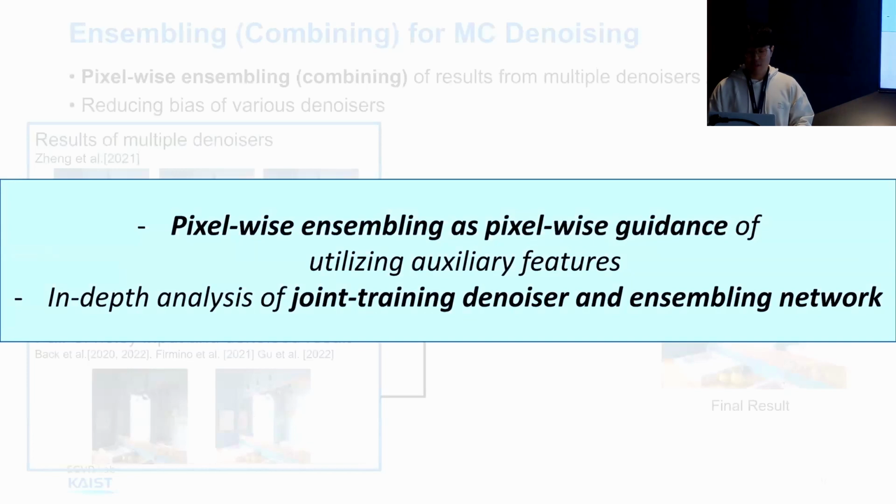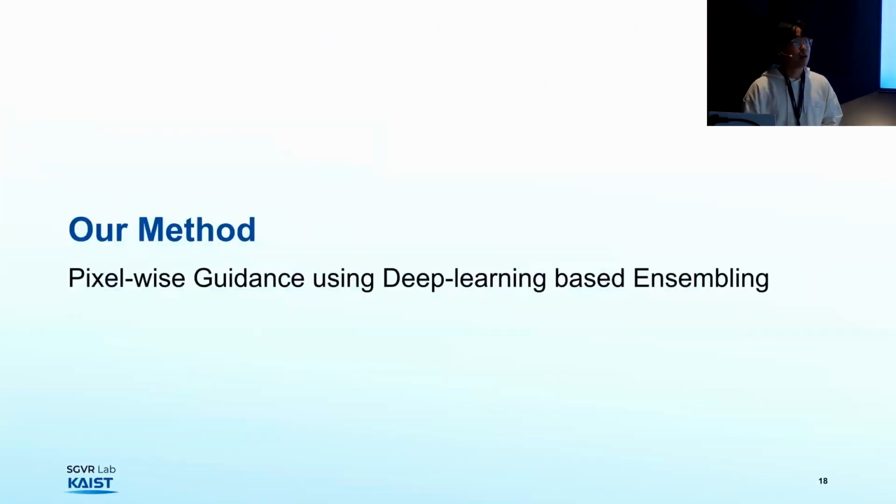So instead of this, we use the pixel-wise ensembling approach to provide pixel-wise guidance by utilizing auxiliary features for denoising. And also, unlike previous works, we provide an in-depth analysis on jointly training the ensembling network and the denoisers for a more advanced guidance.